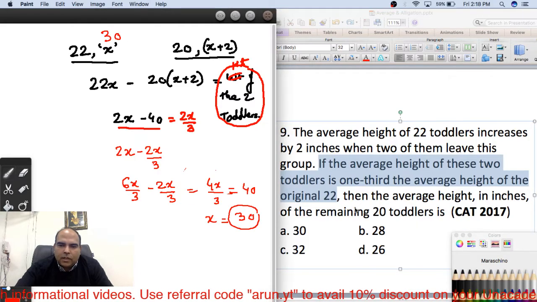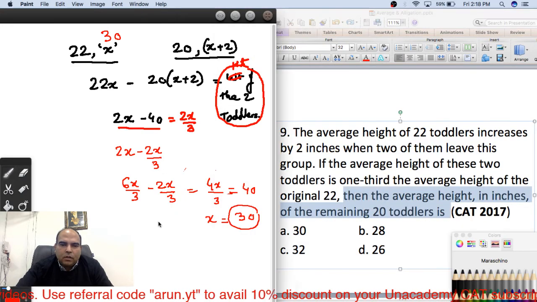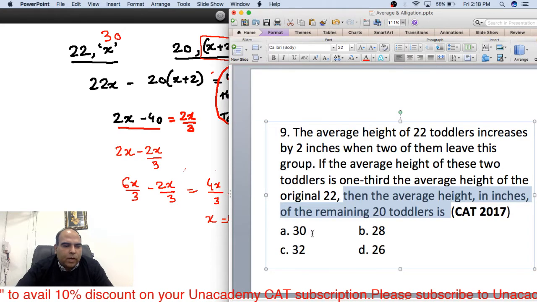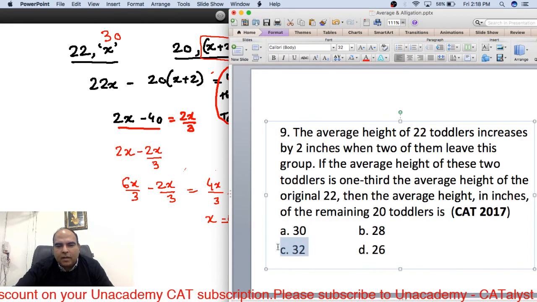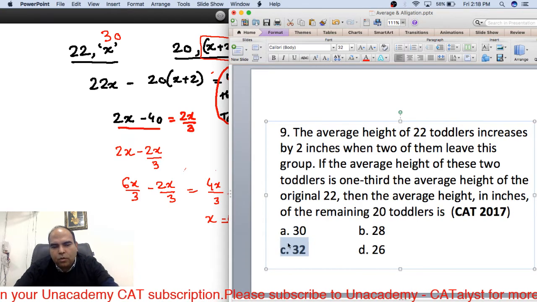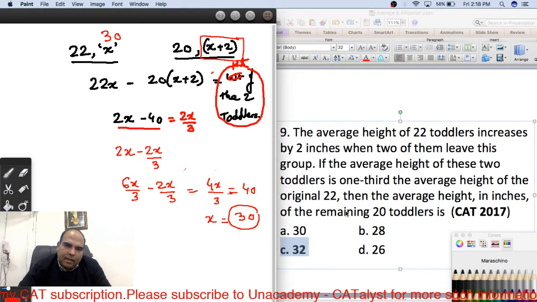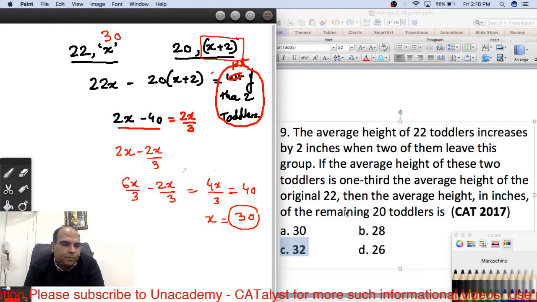The question is asking of the average height of the remaining 20 toddlers. So the question is not asking you for x, the question is asking you for x plus 2. So you have to recognize that and not mark 30 as the answer, because otherwise you'll go wrong. In the last step in the question, a lot of people did that here. The correct answer is going to be 32. So just make sure that you evaluate everything in the question and keep close track of everything that's happening in the question before you mark these answers.